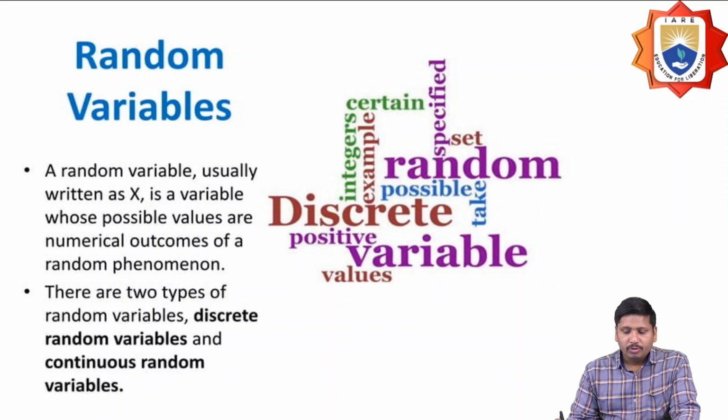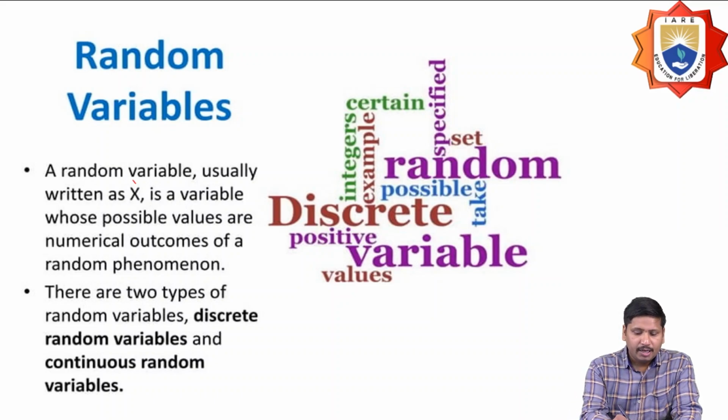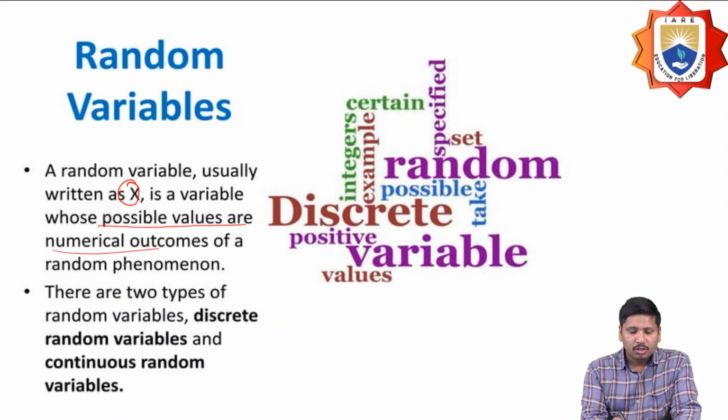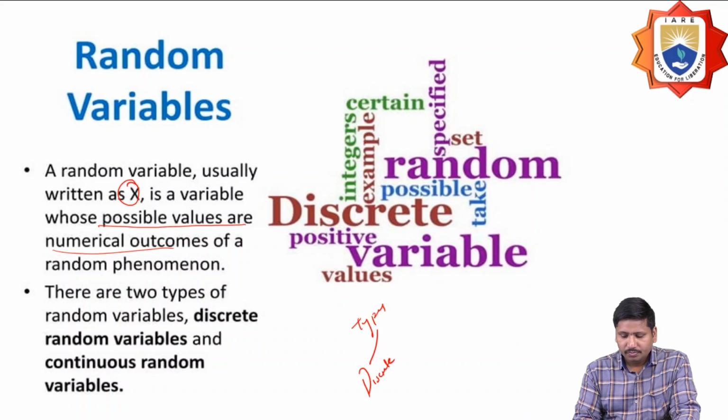These random variables are mainly used in discrete mathematics. So for that, the need of a random variable is very important. Normally, a random variable is written in the form of x, and this is also a variable, but here its possible values should be the numerical outcomes of the random phenomenon. Okay, so there are two types of variables. The first one is the discrete random variable, and the second one is the continuous random variable.